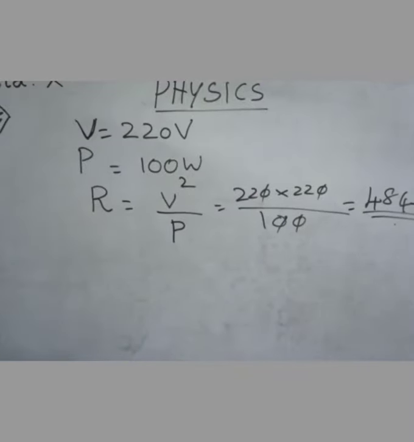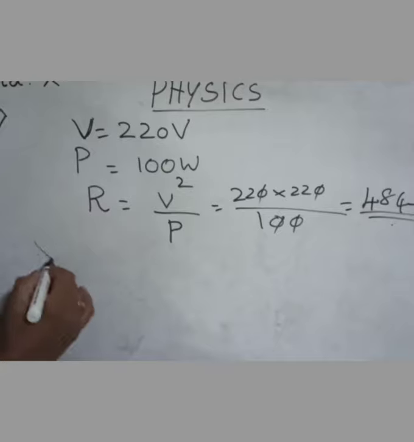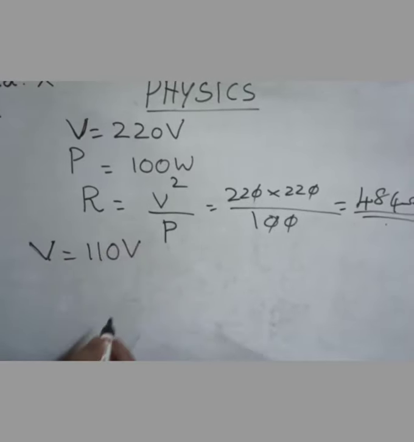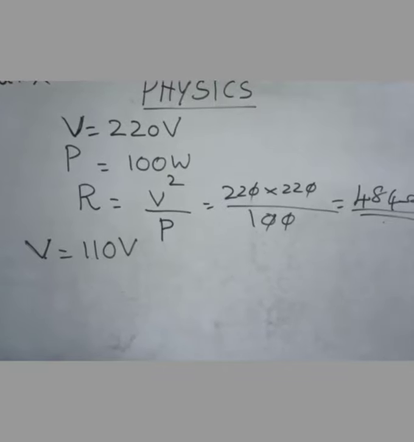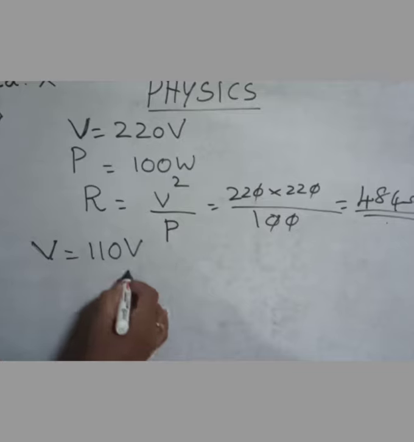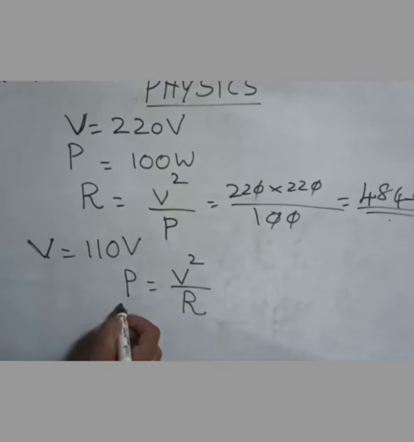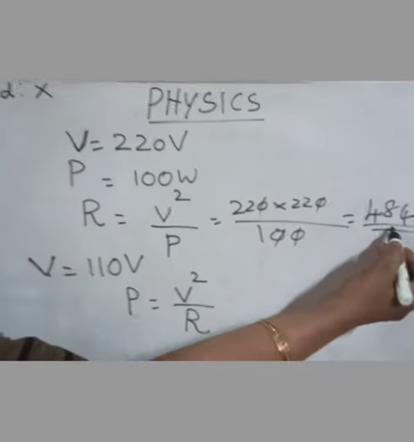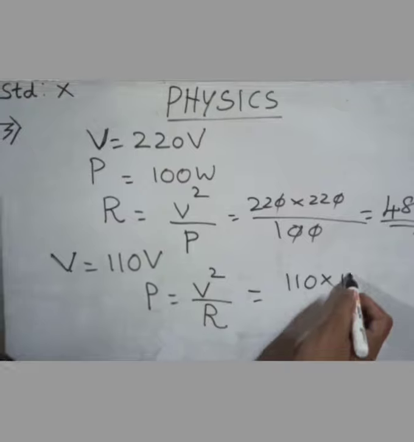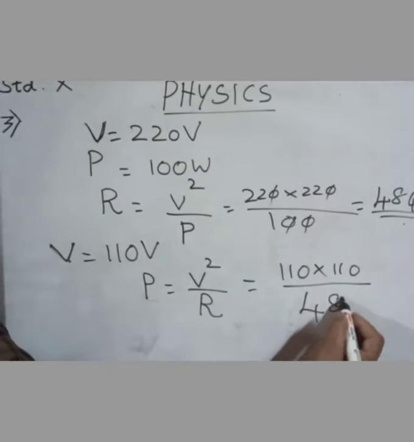How much power will it consume when it is operated at a potential difference of 110 volt? It is asked. So again, how will you do it? Power P is equal to V square by R. Here power we have to calculate. Resistance of the bulb we found. So 110 into 110 divided by 484.